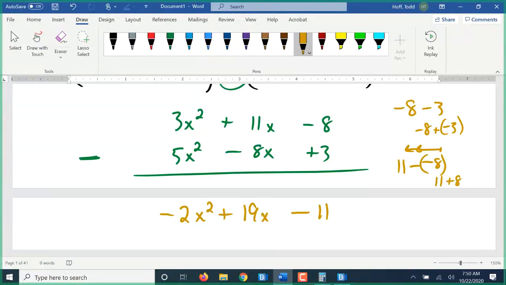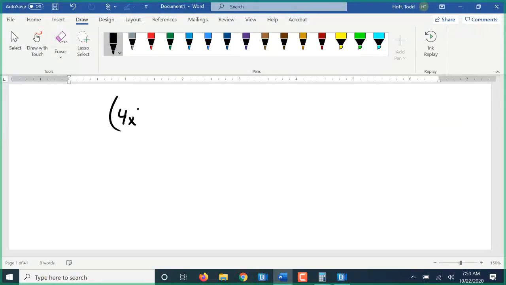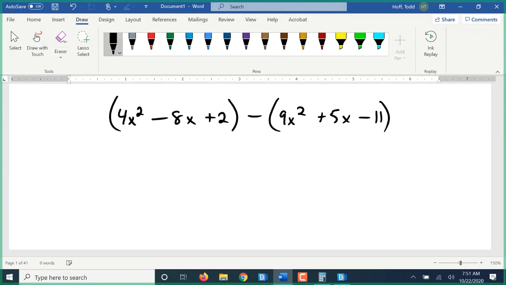So I had warned you at the beginning of the semester, those negatives come back to haunt us. Here's one of the places they do. Most of the mistakes I see with these are mistakes made dealing with the negatives. I'm going to have you try one in your notes. Let's have you do 4x squared minus 8x plus 2 minus 9x squared plus 5x minus 11. I'll give you a minute, then we'll go over that one.